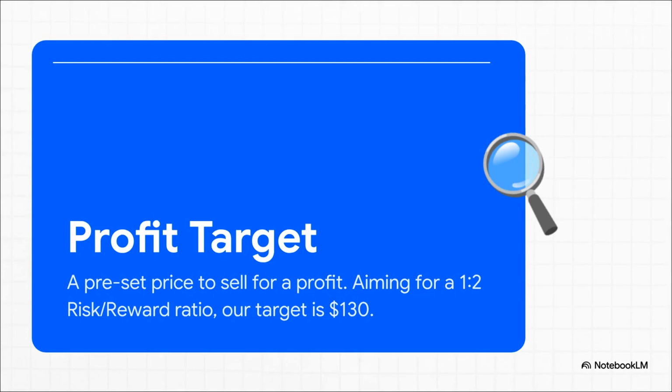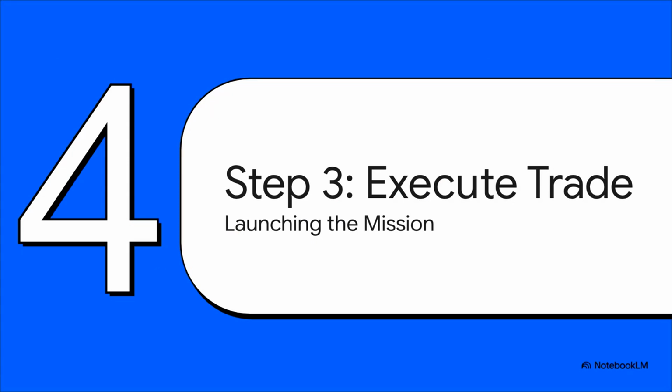20. Last but not least, where do we take profits? Well, we're risking $5 per share. So a good rule of thumb is to aim to make at least double that. We call that a 1-to-2 risk-to-reward ratio. So we'll set our profit target $10 above our entry price, right at $130. And just like that, the plan is complete. Every single variable is defined.